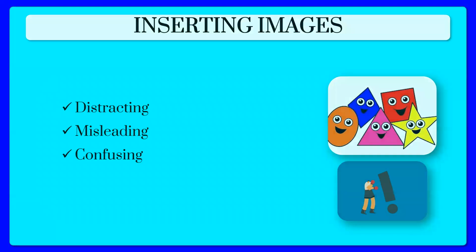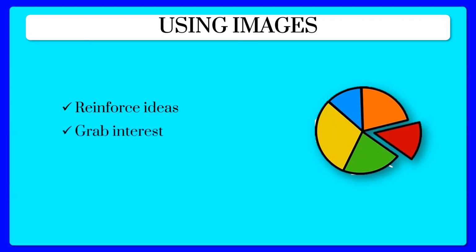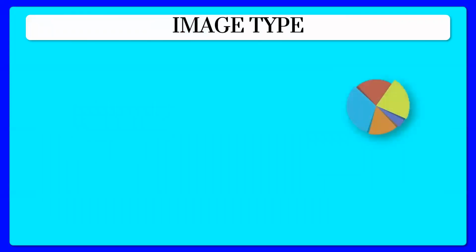Instead, we should add images that help us to reinforce the ideas, that help us to give more information about the ideas, and also help to grab the interest of the audience and retain information at the same time. In a formal presentation, it becomes essential to use images, but those images that are actually helpful in enhancing the information have to be selected. Now let us move on to the image type.